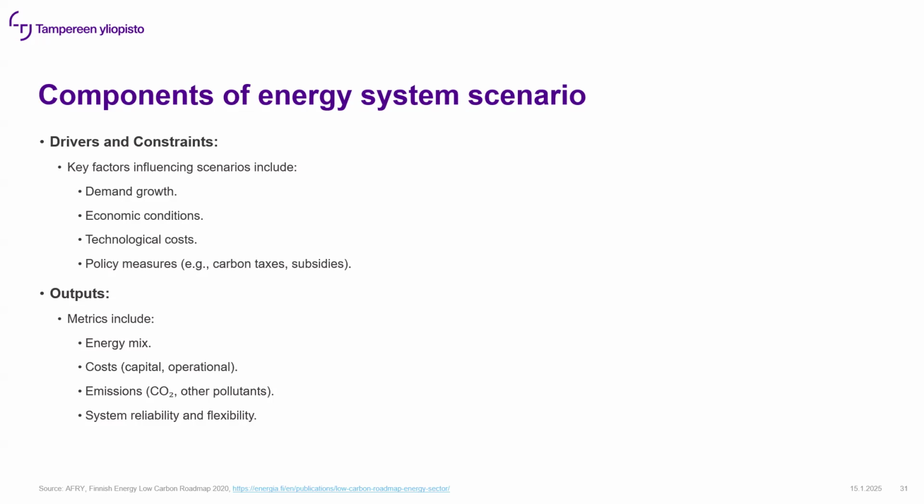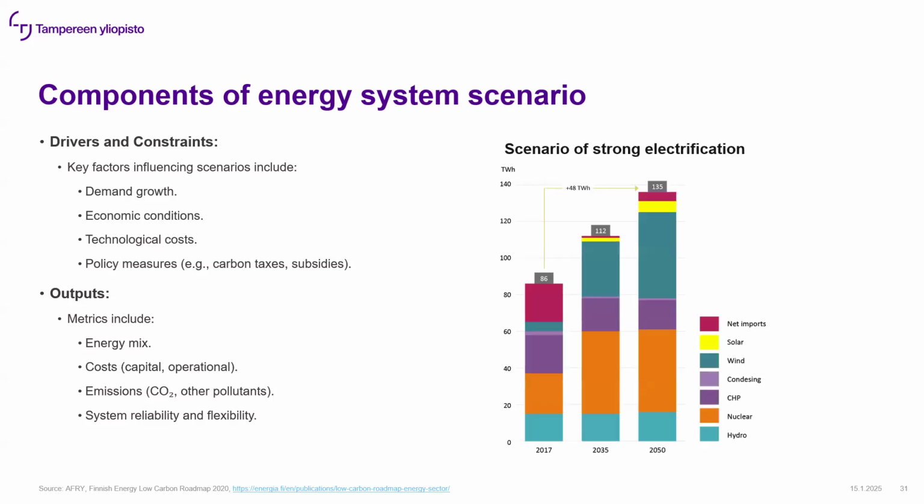And the outputs, for example, it can be an energy mix scenario of strong electrification from this AFRY Finnish Energy Low Carbon Roadmap 2020. So the outcome can be this kind of an energy mix. So this is what's happening now. And then you have a scenario where there is strong electrification.